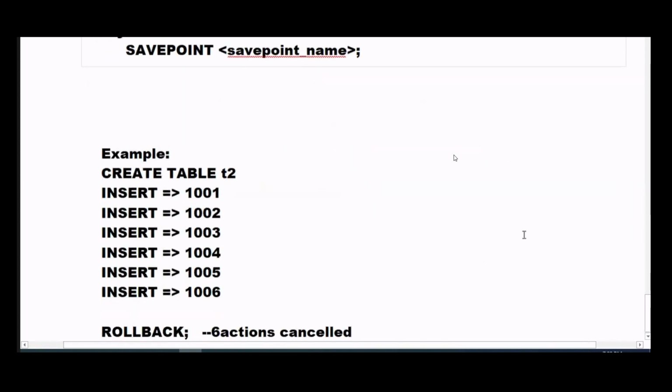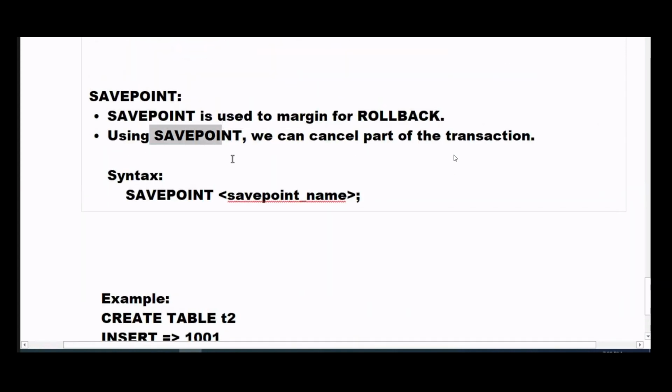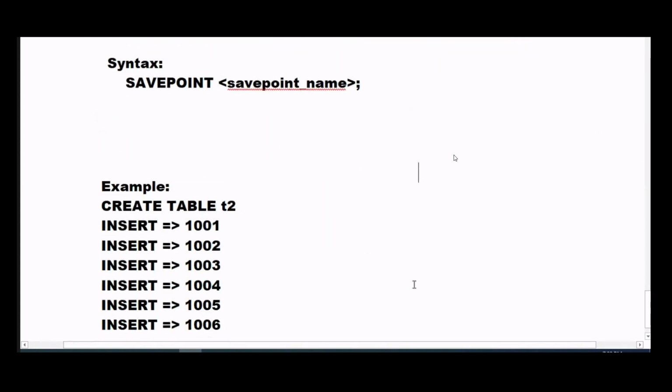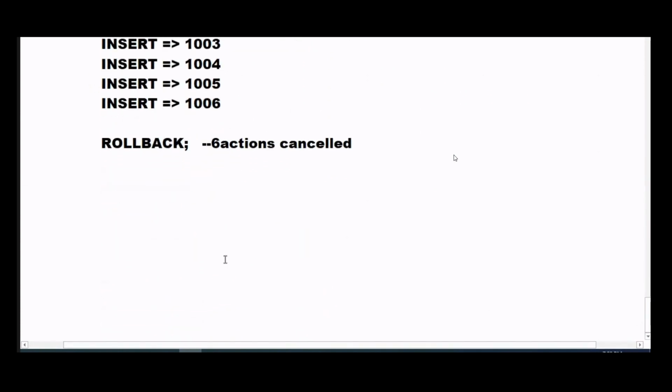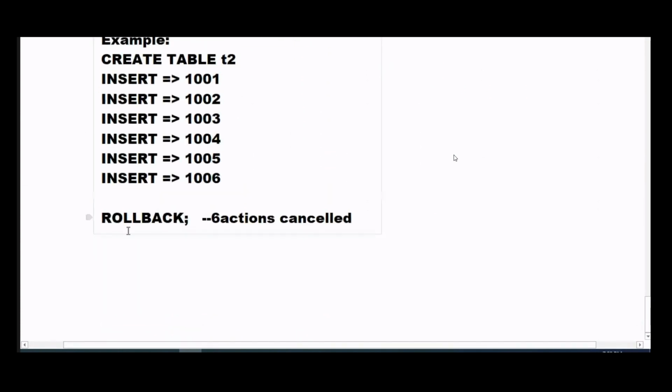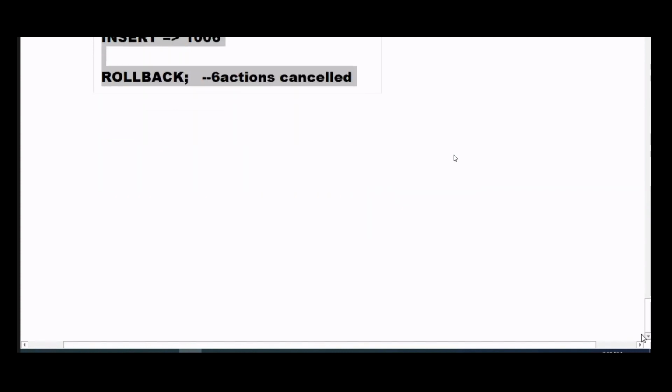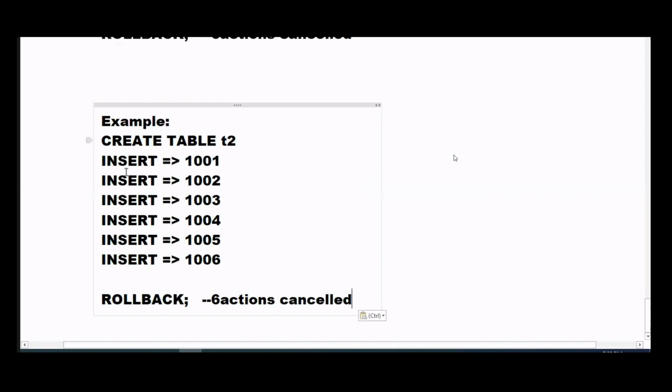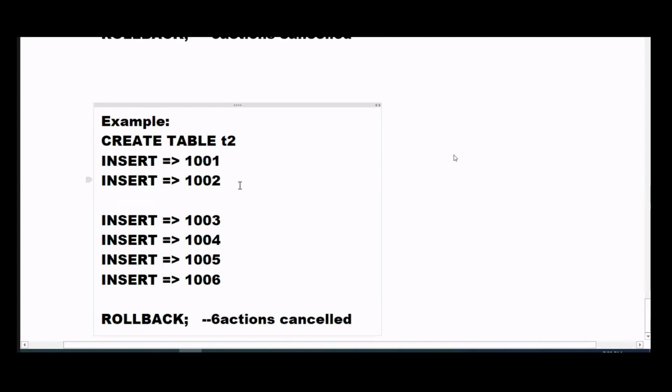So to cancel part of the transaction, at that time it is useful. If we write rollback here, all 6 actions are cancelled. Same thing, a little bit changes I'm doing now. After inserting 2 records, I'm setting one save point. Save point P1, save point name. Any valid name you can give.